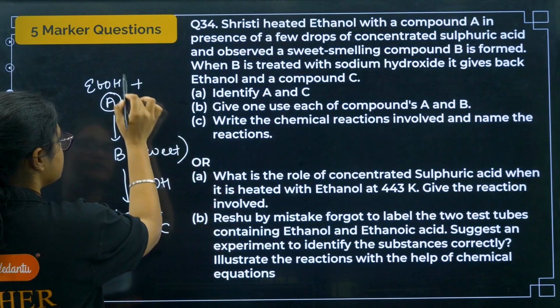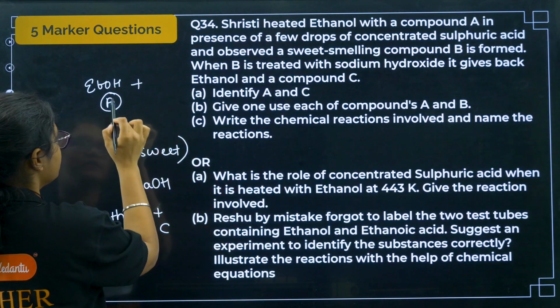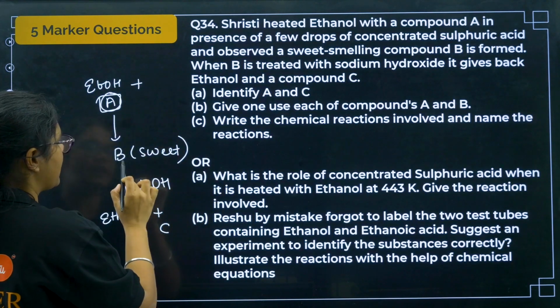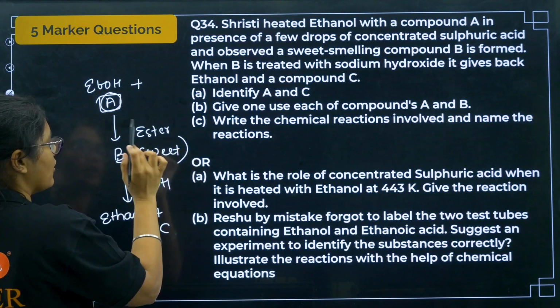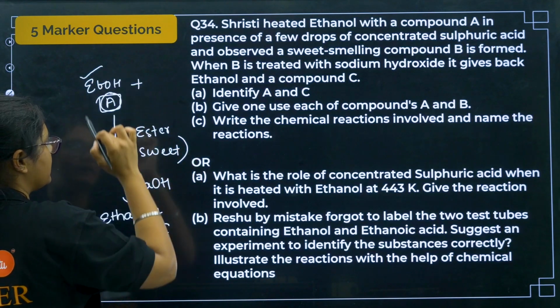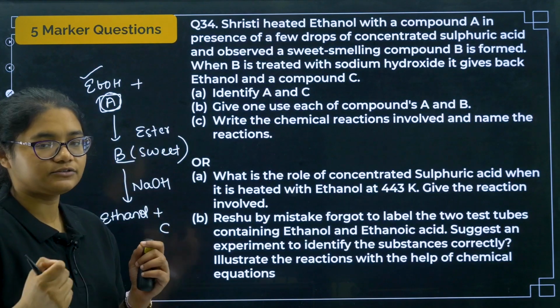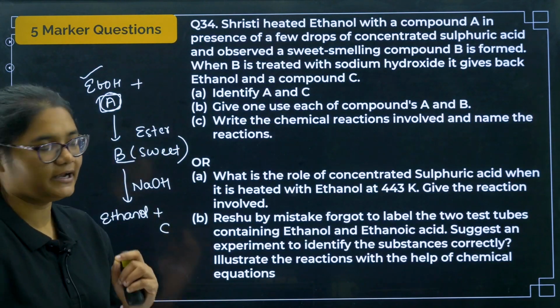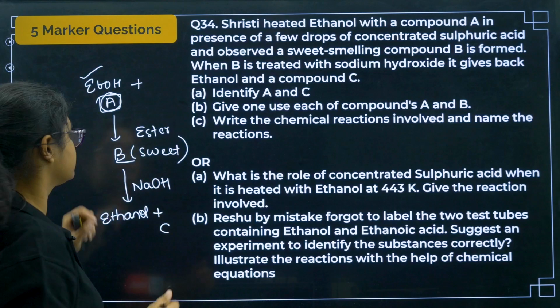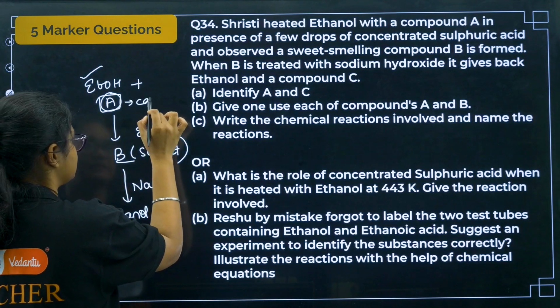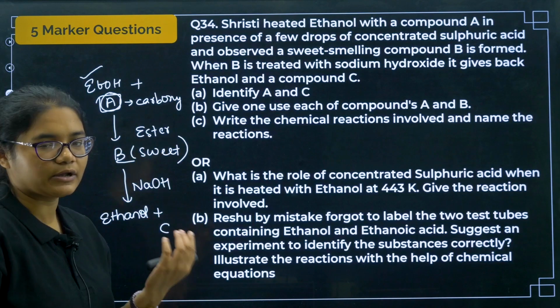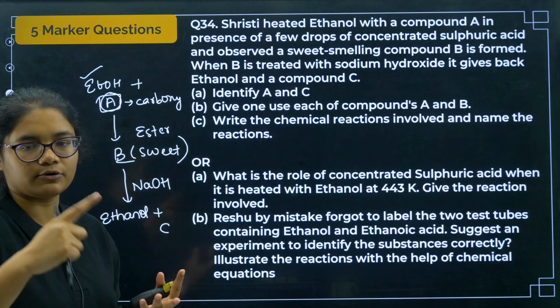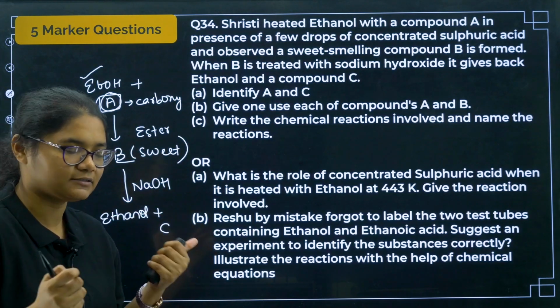You know ethanol is there, so it is reacting with A, right. B is a sweet smelling compound, so it has to be an ester. If we know that acids react with alcohols to give you esters, and here we already have alcohol, then this must be a carboxylic acid. You can write any carboxylic acid here. You can write ethanoic acid, propanoic acid, methanoic acid, any carboxylic acid is fine.